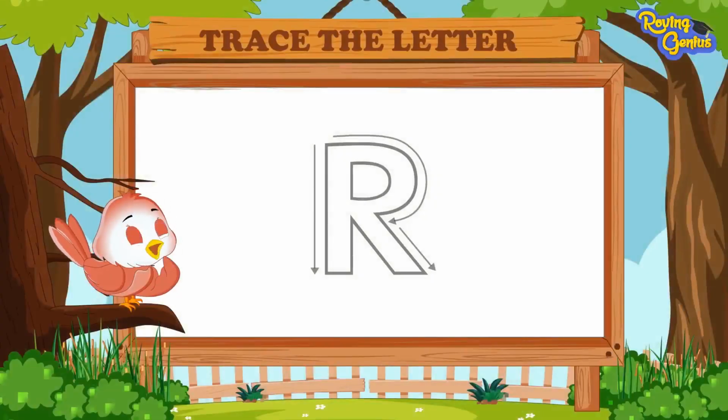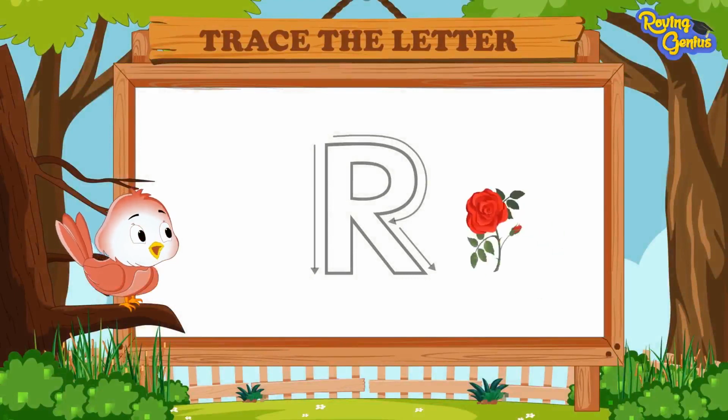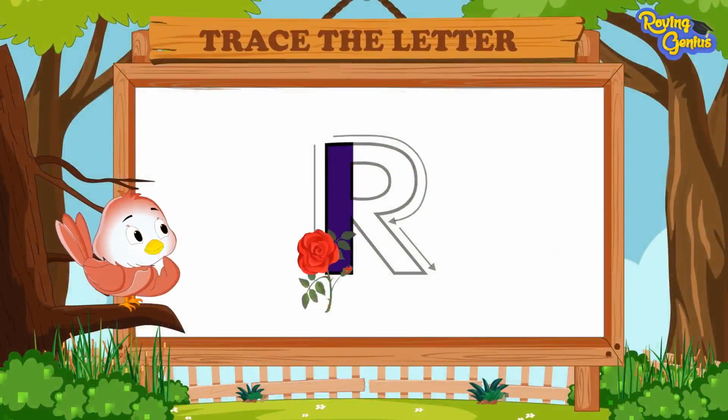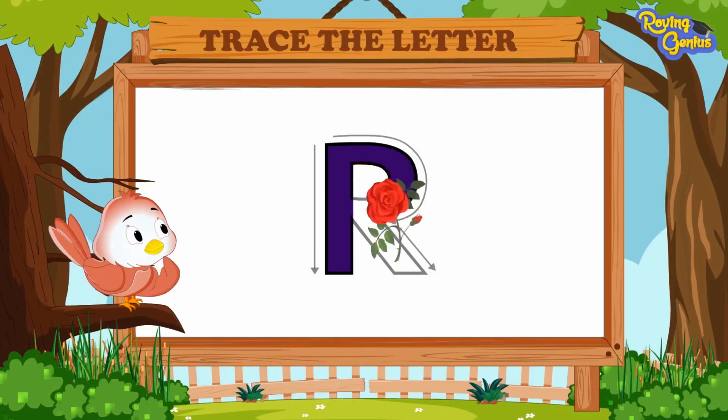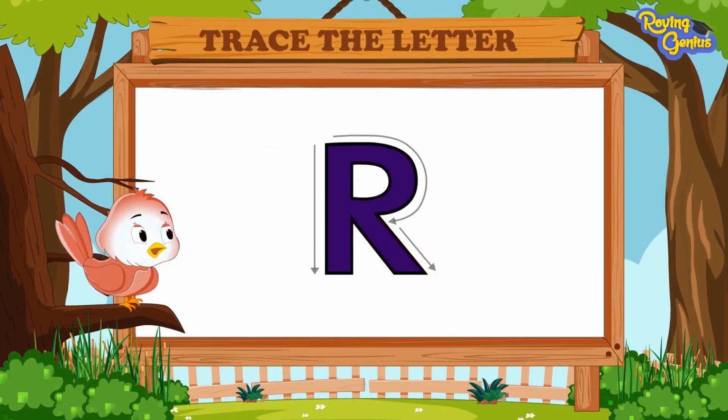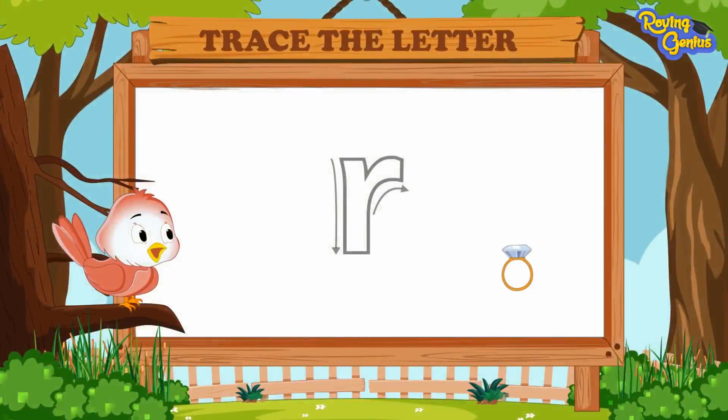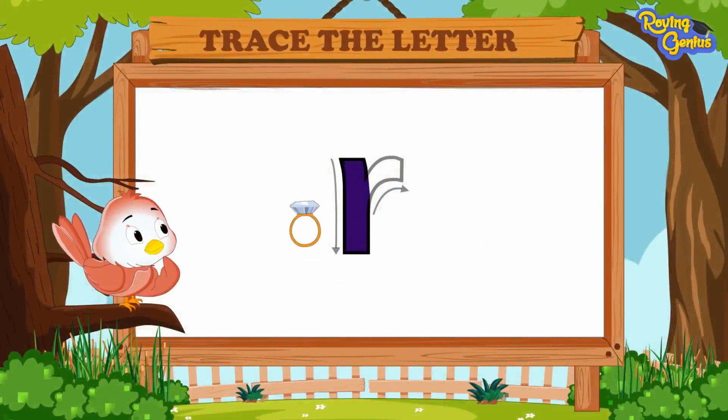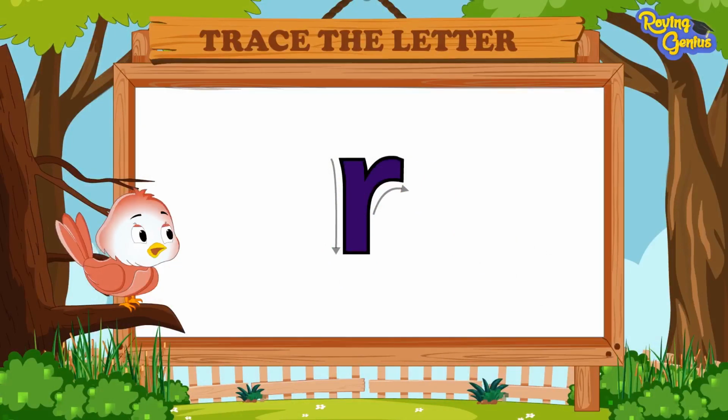Let's learn how to trace R with these fun rhymes. First, draw a line and then a rainbow. Add a ramp and you're ready to go. Go straight down, then race on back. R has an arm like a little rack.